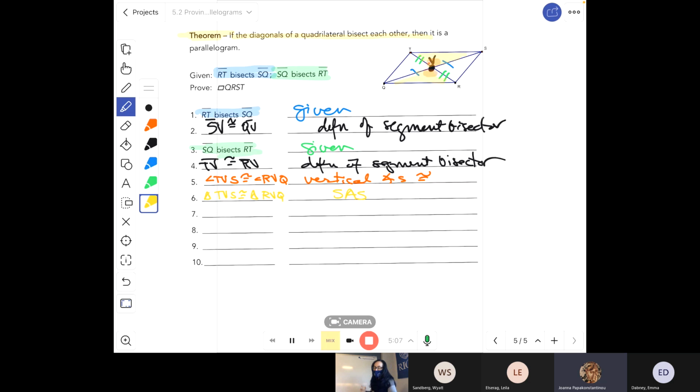And of course, once we have triangles are congruent, what do we know? The sides are congruent, angles. Yes, we have a lot of stuff going on. So of course, now let's look at some corresponding parts of these congruent triangles. Maybe angle VTS is congruent to QRV.